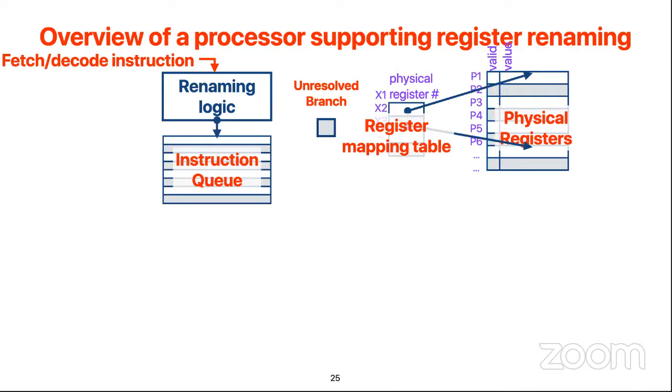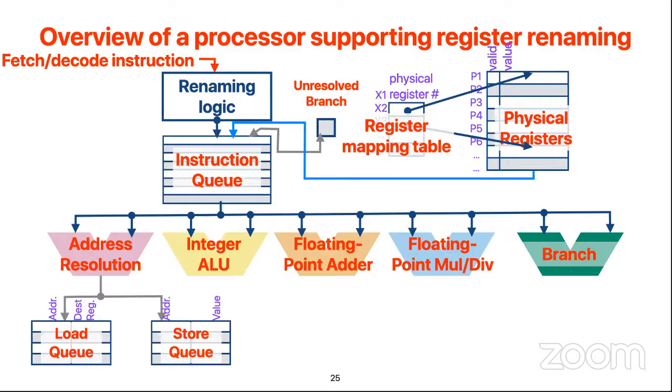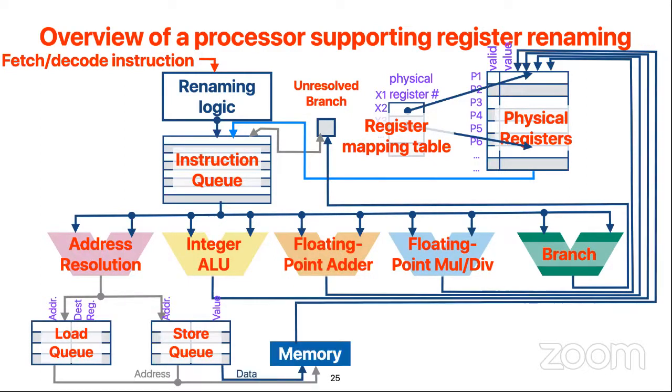After you rename your instruction, you will have an instruction queue. The instruction queue will store instructions that have been decoded and renamed. After that, the instruction queue will see if the physical registers are available and if the branch is resolved. According to the conditions required for the instruction to execute, we will distribute those instructions to the target functional units accordingly. After the instruction is done with execution, we just update its value into the physical register to trigger another round of instruction execution. So that's the basic idea of register renaming in a modern processor.